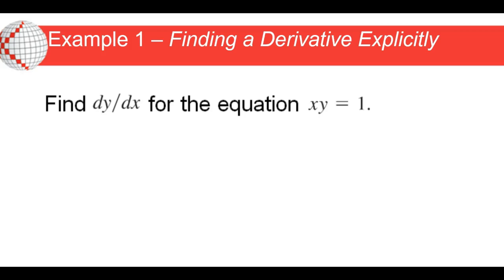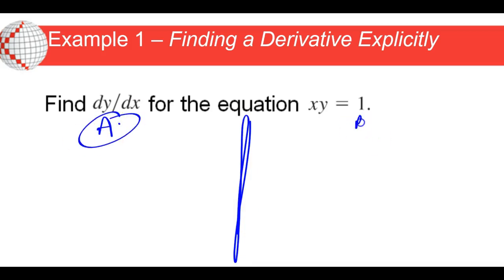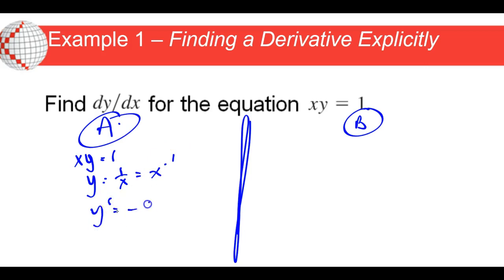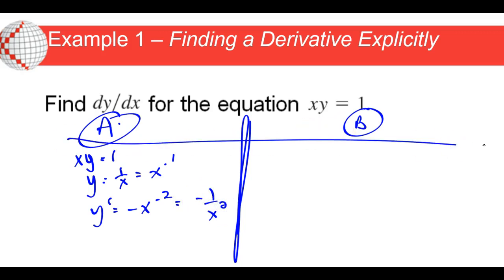So for our first example, it says find dy/dx. Now there's two ways to do this. Method A, we'll call it, and method B. So method A would say, well, easy enough. If xy equals 1, then y equals 1 over x, and then you can just take the derivative of this. Well, of course, that's x to the negative first, so y prime is negative x to the negative second, which is negative 1 over x squared.